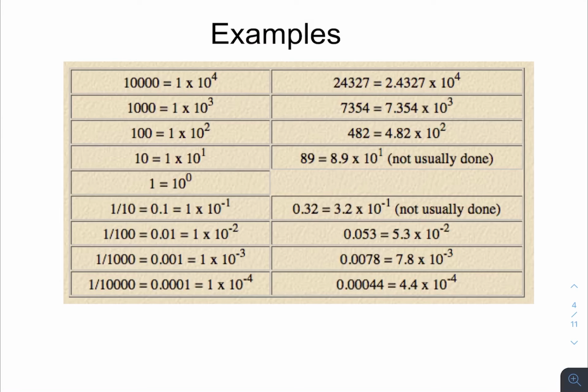Real quick, if you'd like to pause it on here, you're welcome to. This is just going through a couple examples of what scientific notation looks like.